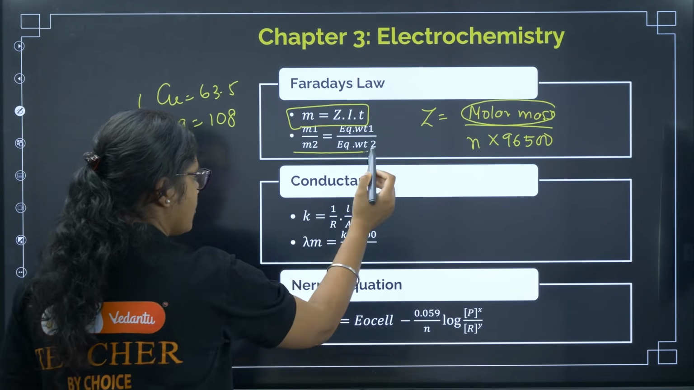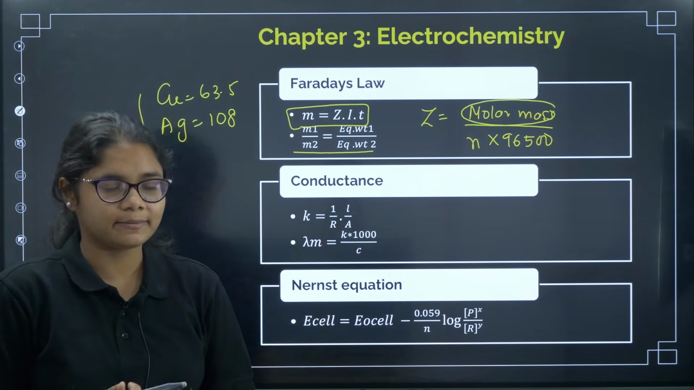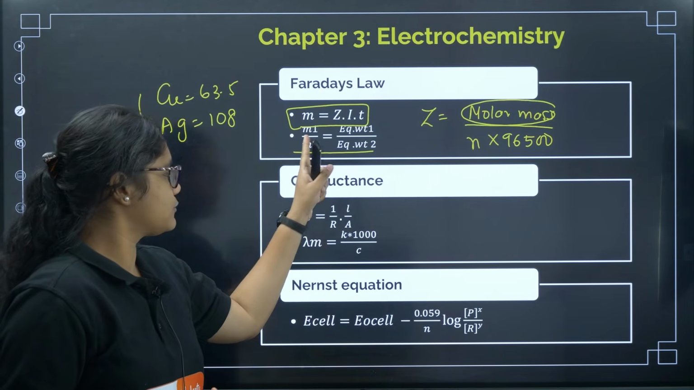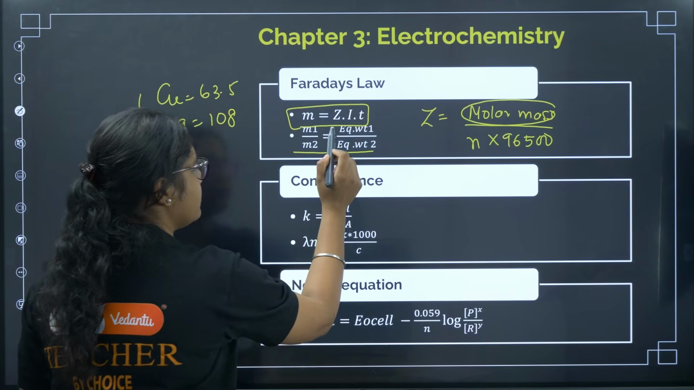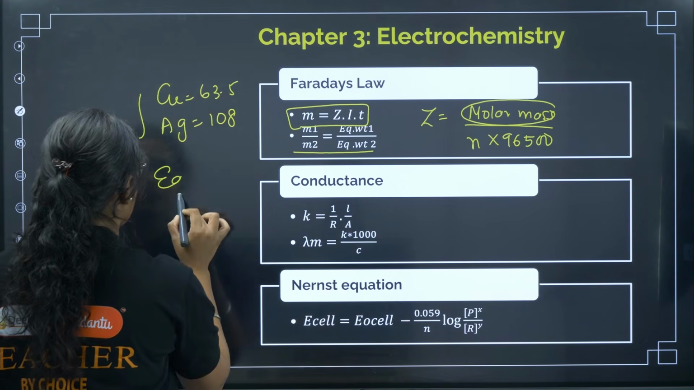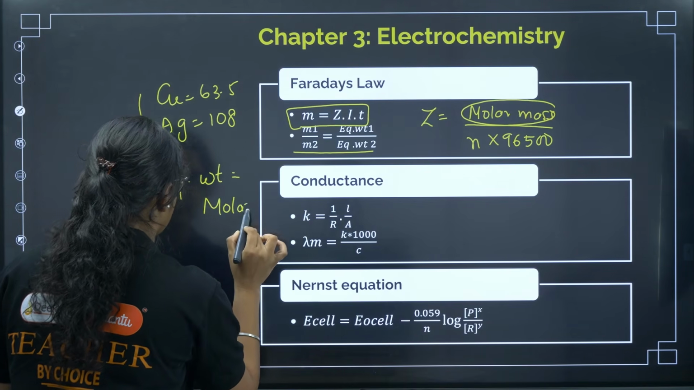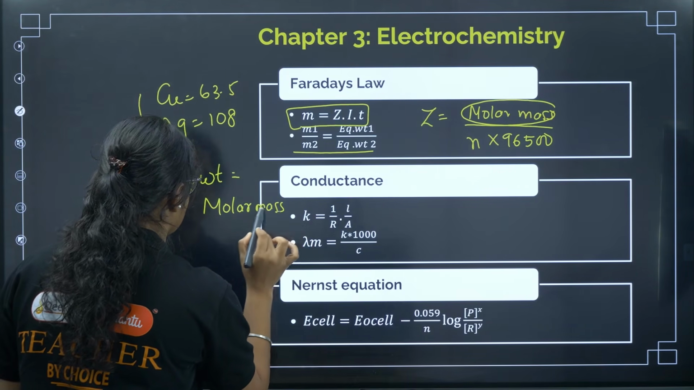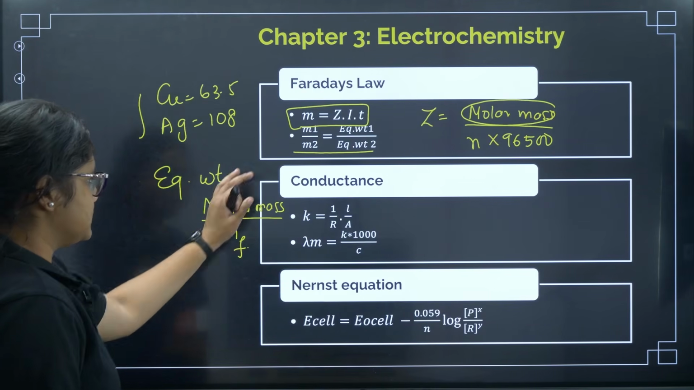Next, questions on Faraday's second law are also asked in your COMEDK exam. We have solved the top 30 questions of electrochemistry also, and there you can see 2 or 3 questions were there from this topic. So m1 by m2 equals equivalent weight of 1 by equivalent weight of 2. Now how to calculate equivalent weight? Equivalent weight is nothing but molar mass by n factor. So that is Faraday's law.